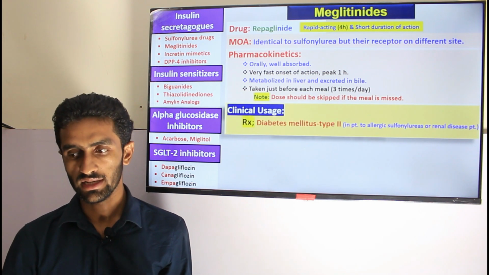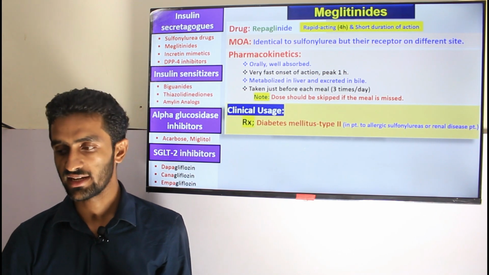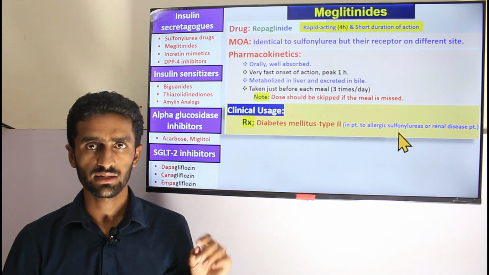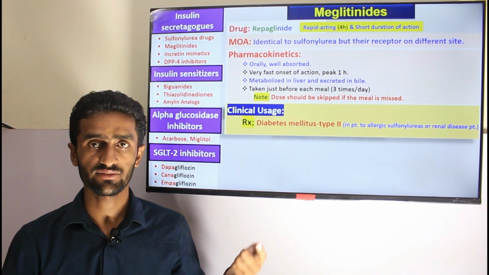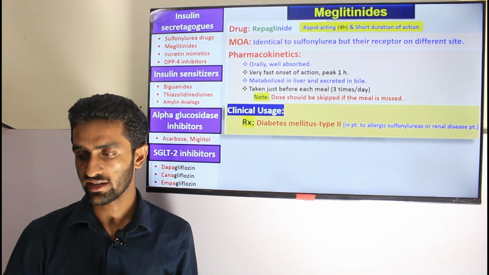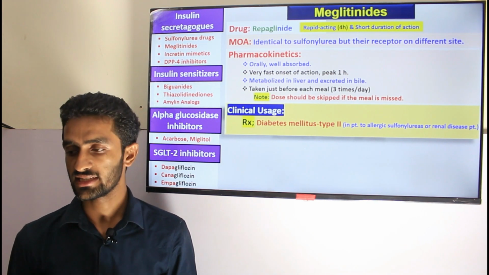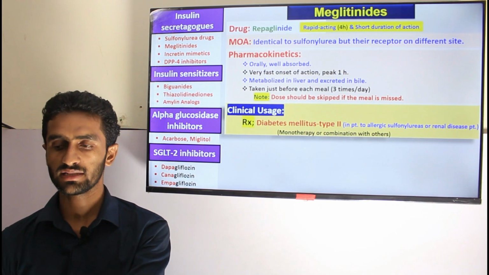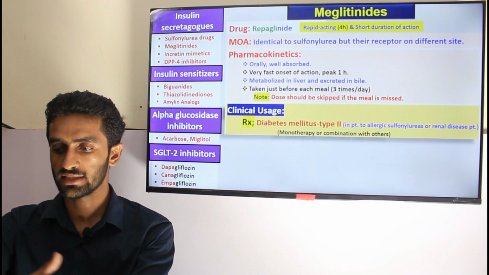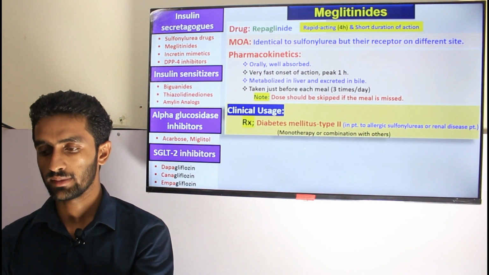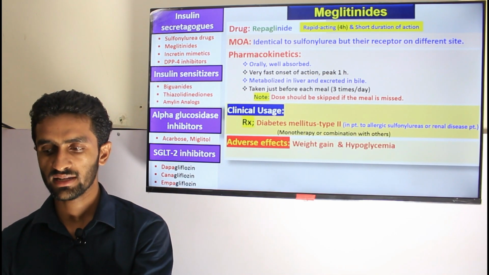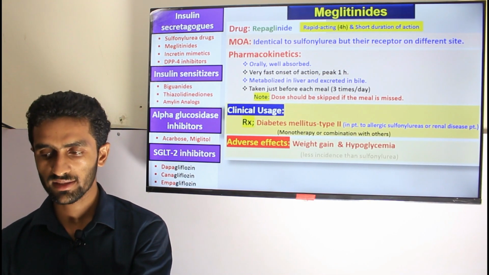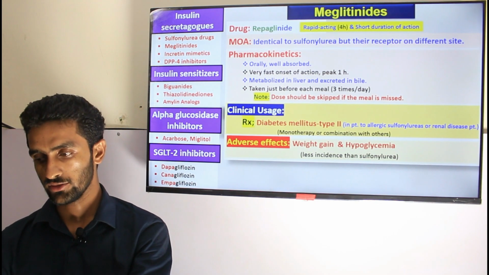Clinical use: type 2 diabetes, if someone is allergic to sulfonylurea because of the sulfur in the structure of sulfonylurea, and in renal disease patients, so you should use this drug. It is used in monotherapy in the early stages, or in combination for the advanced stages. Adverse effects: although there are weight gain and hypoglycemia, they are less than with sulfonylurea.